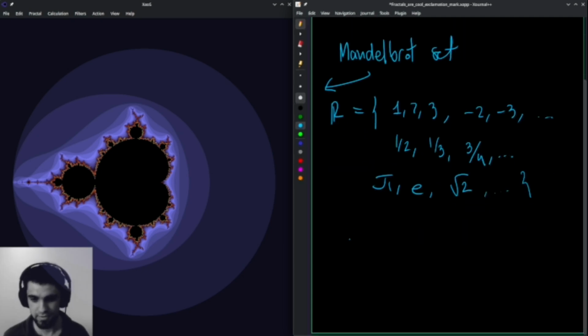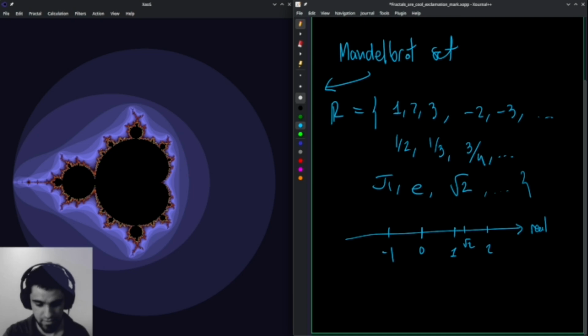We usually put them in what we call the real number line. So we have 0 somewhere, we have 1, then we have 2. Somewhere in between we have the square root of 2, and we have the negative numbers on the other side. And so this is a very nice way to think about real numbers.